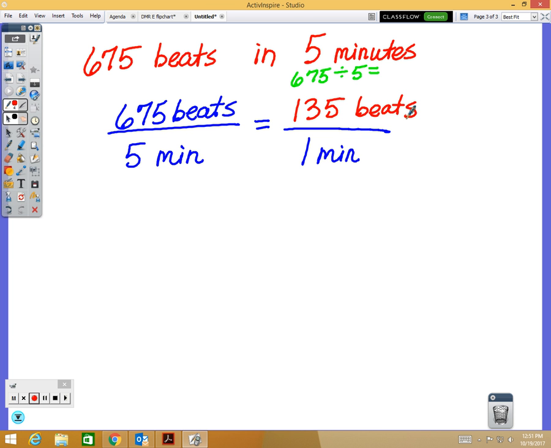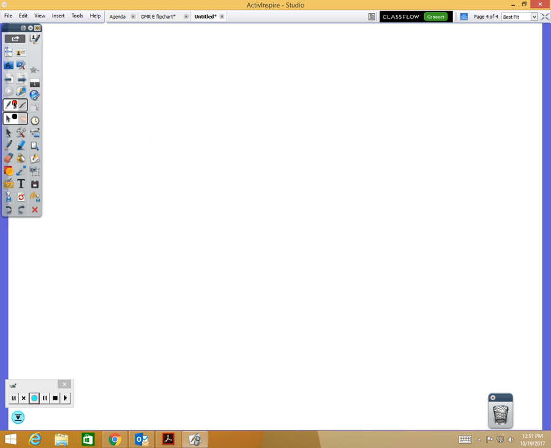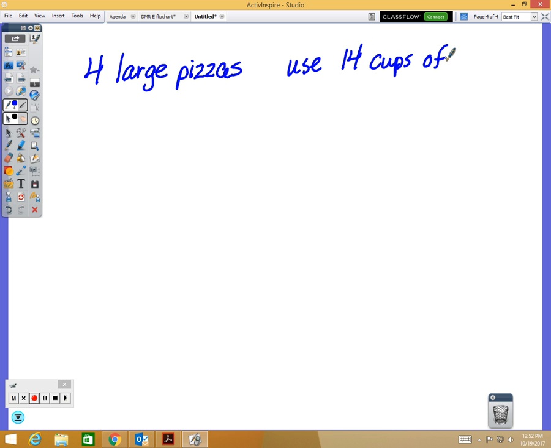Alright, how about this next situation? Let's say that we are making 4 large pizzas. And on these 4 large pizzas, we really like cheese, we're going to use 14 cups of cheese when we're making them. So I need to figure out, if I know that I need to make 4 pizzas and I have 14 cups of cheese sitting here, how many cups I should be using on each pizza so that they're all the same. Okay, I don't want to make anyone mad because their pizza is cheesier than someone else's or less cheesy.